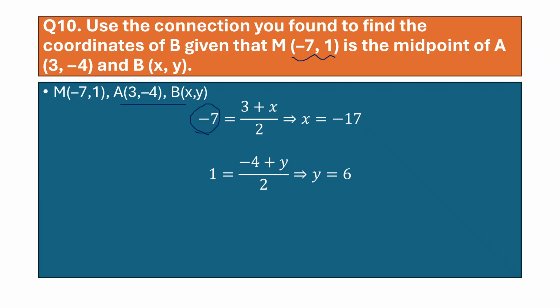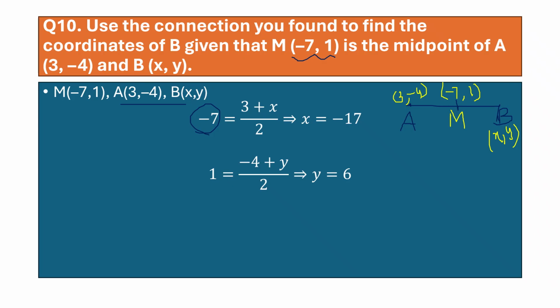As I told you, if I write this end as A and this end is B, what is the midpoint here? Midpoint is M, and the coordinates of the midpoint are given to us, that is minus 7 and 1. And what is the coordinate for A given? That you can also write down, that is 3, minus 4. What about B? B is given as x comma y. So don't worry, we only need to understand that for the midpoint, the coordinate is already given.